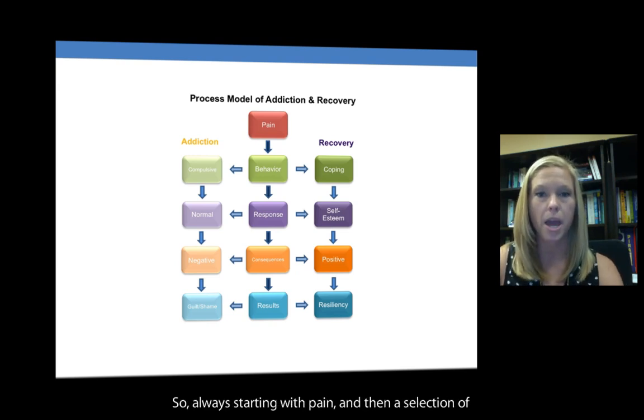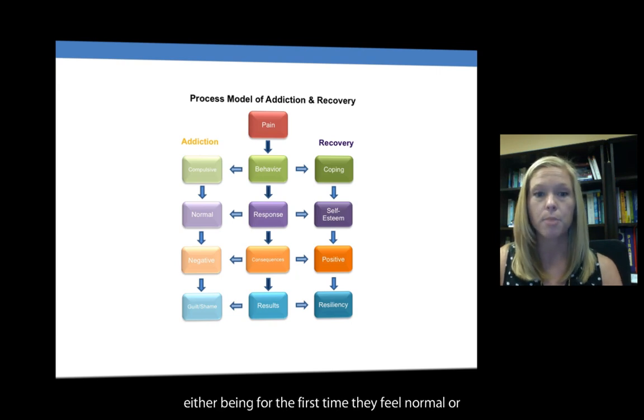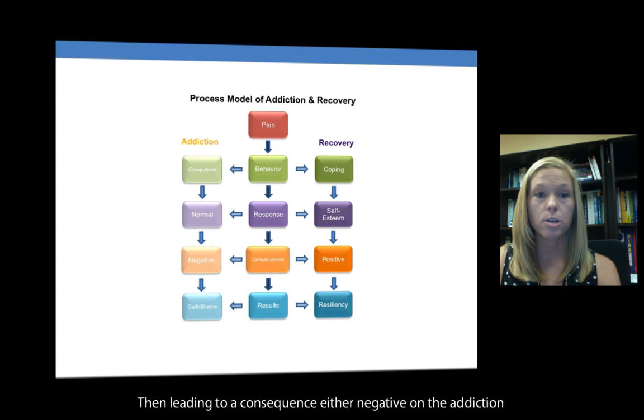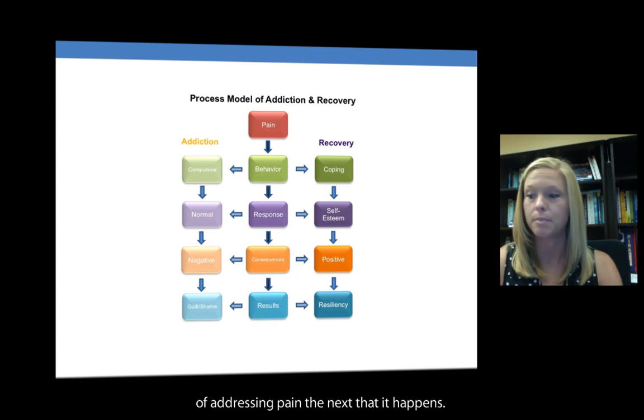So always starting with pain, and then a selection of the behavior that an individual is going to engage in, either compulsive or coping. Their response either being for the first time they're feeling normal, or they're now starting to develop self-esteem, then leading to a consequence either negative on the addiction side or positive on the recovery side, and then the ultimate results either being those feelings of guilt and shame, which lead back to the start of the model of feeling pain, or resiliency developing, and that leading to positive ways of then addressing pain the next time it happens.